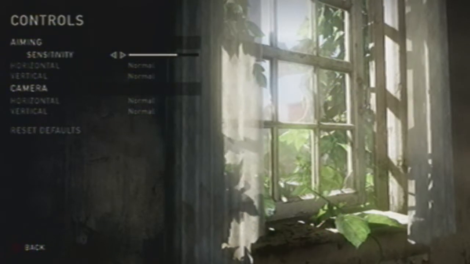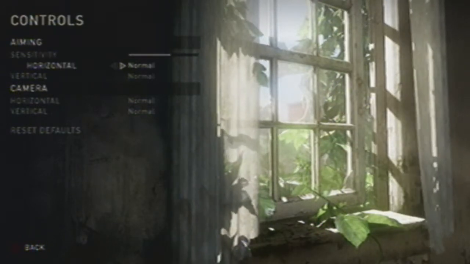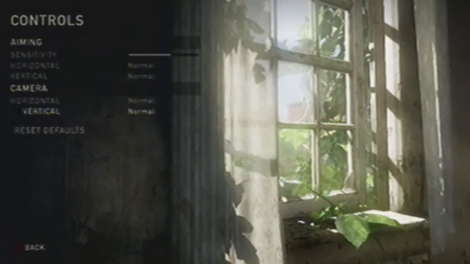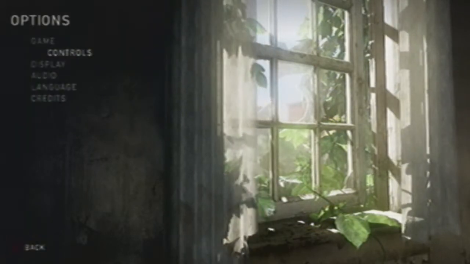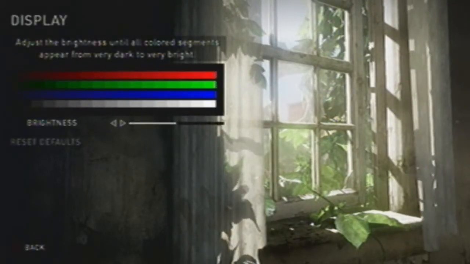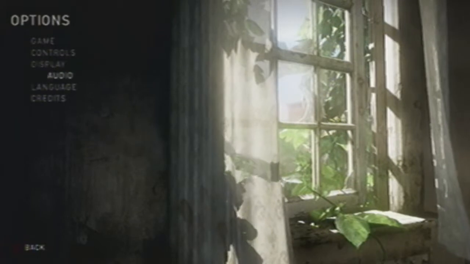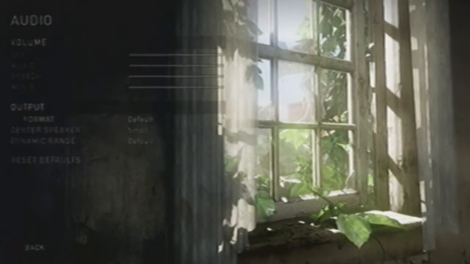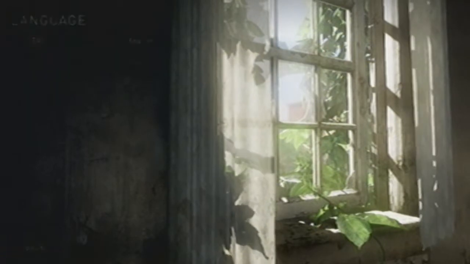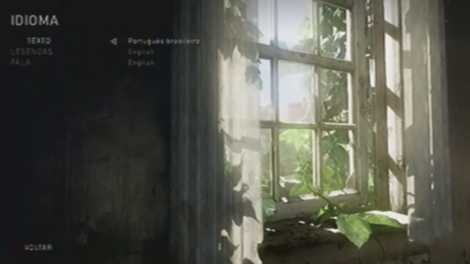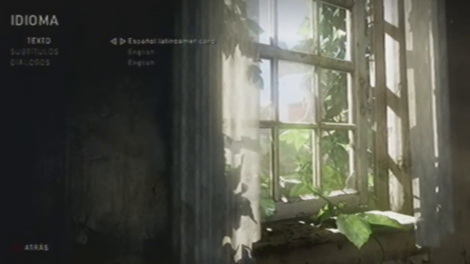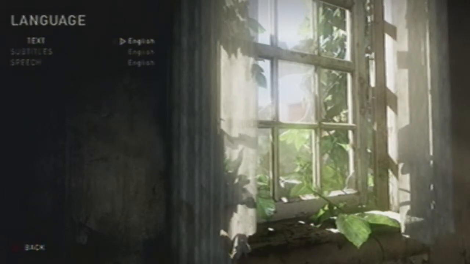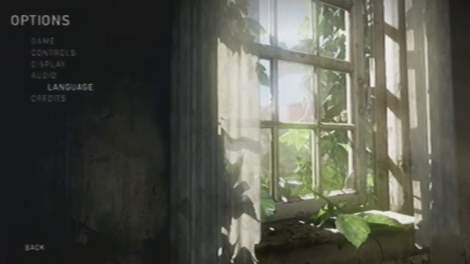Controls, turn my sensitivity up a little bit, because I always have a problem with that. That's normal. Okay. Display. That's just brightness. Audio. No problem there. Language. What language can I have it in? Let's play it in Espanol. Latino Americano. All English, please. Credits.